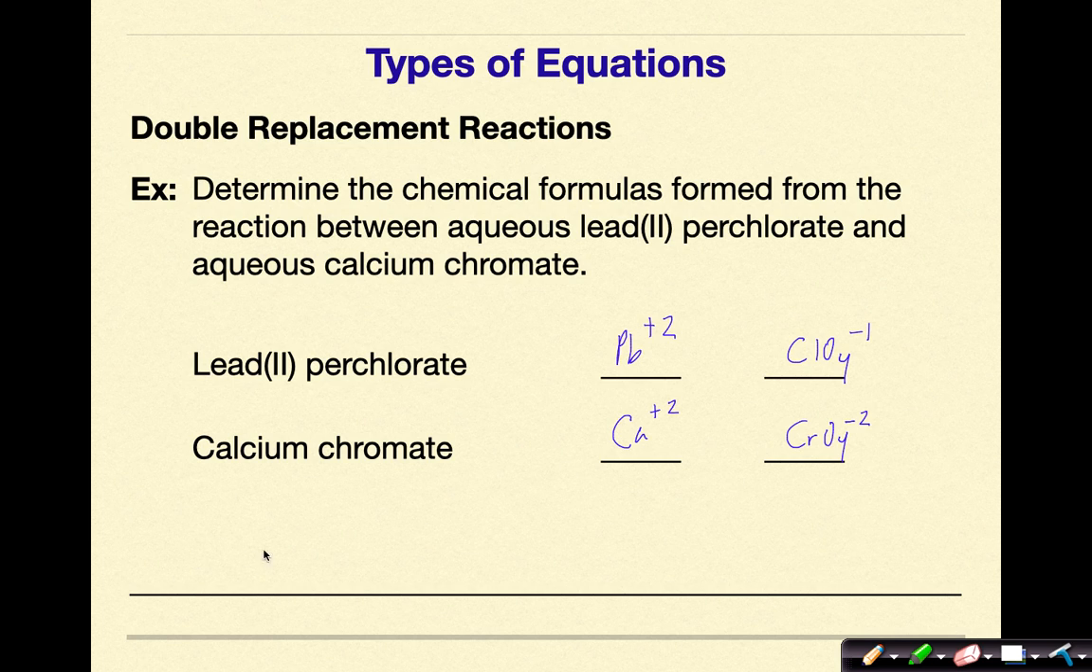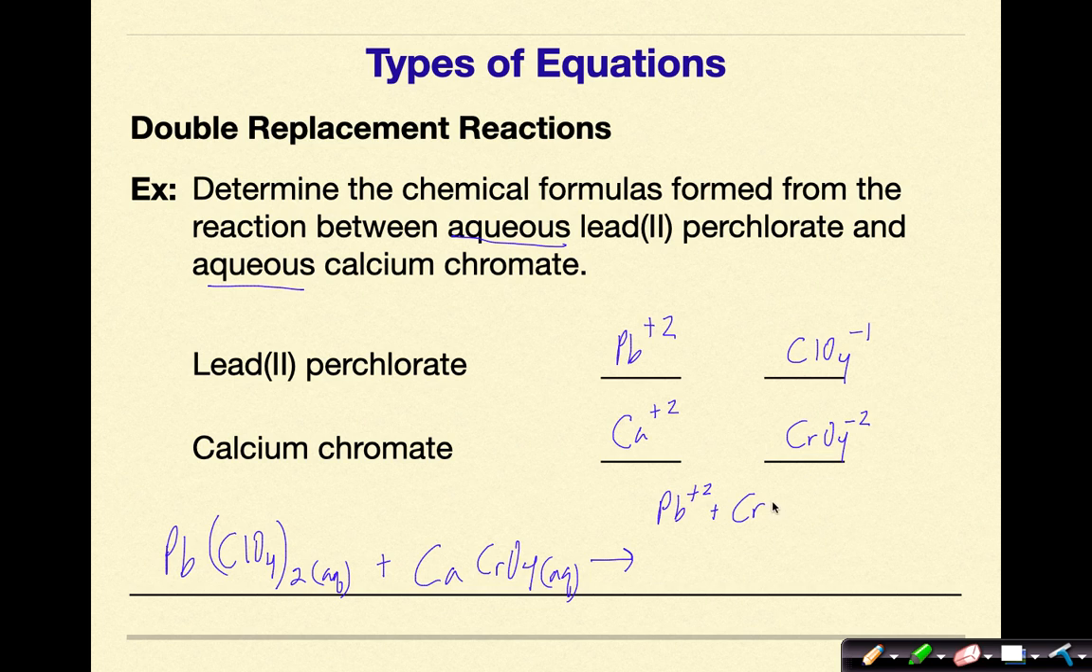So let's write the formulas for our reactant compounds, lead-2 perchlorate and calcium chromate. 1-to-1 ion ratio, no parentheses around that CrO4. Both are soluble, both are aqueous. We're told that in the problem, and we know that from our solubility rules. Now let's predict the products of this double replacement reaction. Let's take our first cation, namely lead-2. We'll combine it with the other anion, namely chromate. And our first product formula will be lead-2 chromate, 1-to-1 ion ratio, no parentheses around that chromate.